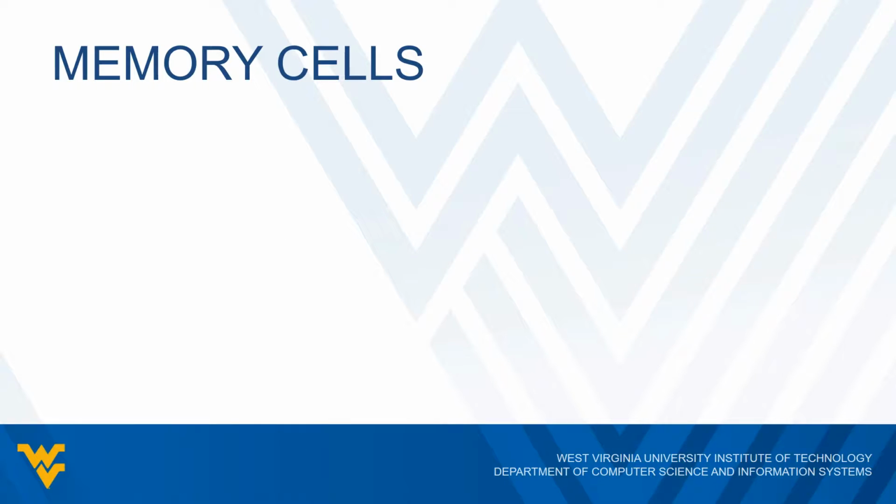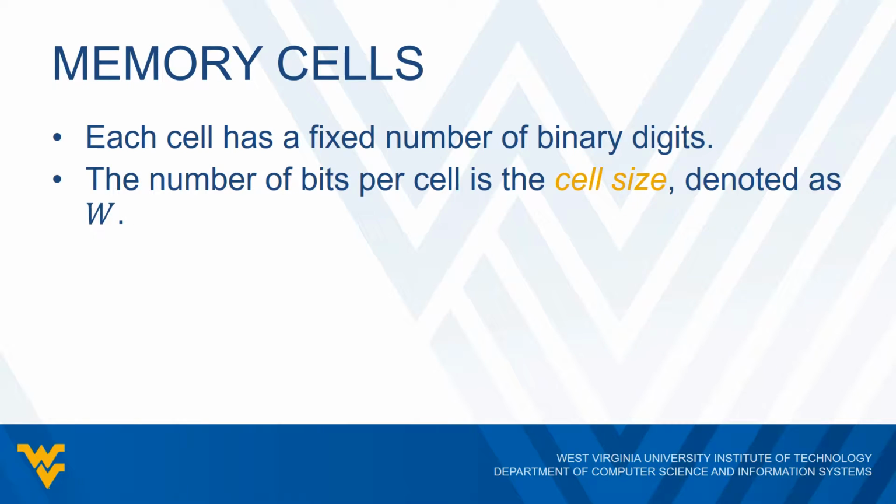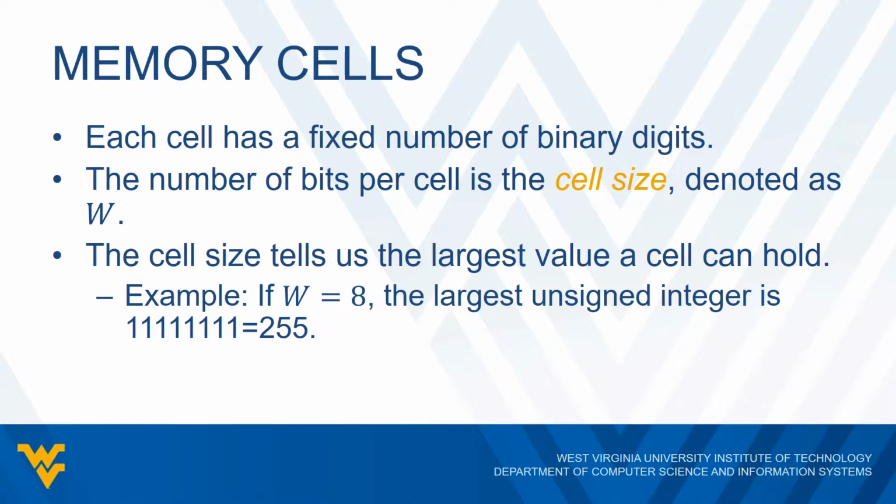Now let's talk about memory cells for just a minute. Each cell in our memory has a fixed number of binary digits. So the number of bits per cell is what we call the cell size, and we denote this as W. This size will tell us the largest possible value that a cell can hold. For example, if W is 8, then we have 8 bits for a single cell, which means that the largest unsigned integer would be 11111111, 8 ones, which comes out to 255.